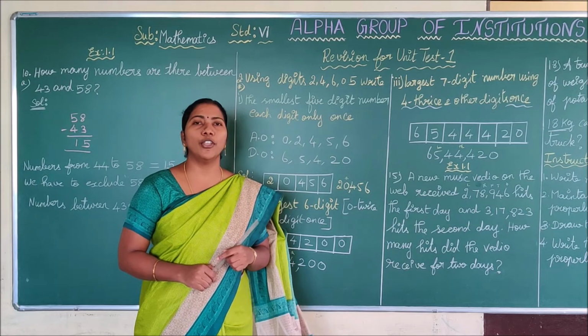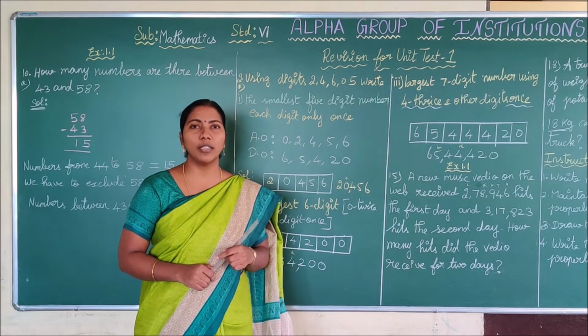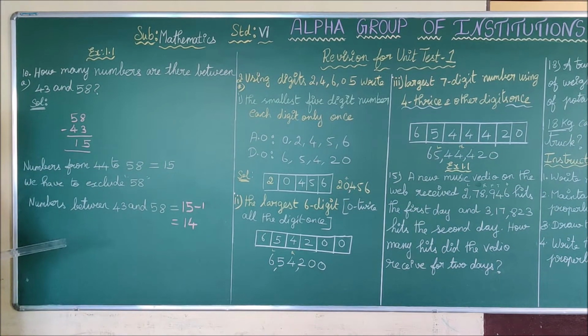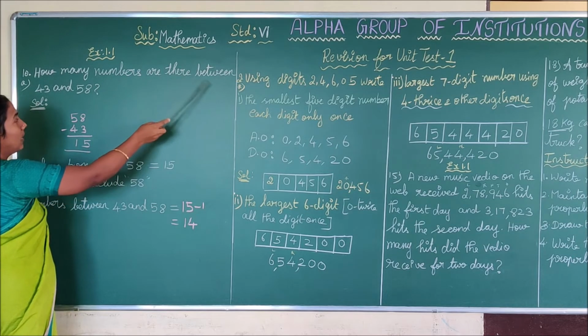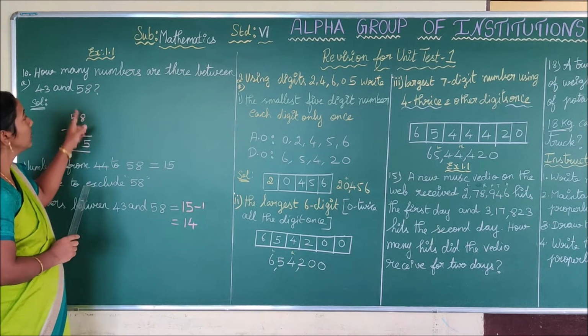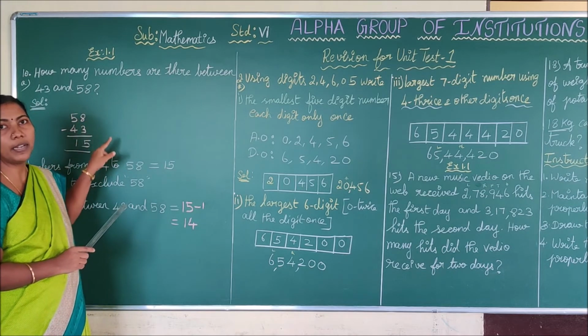Next, children, we are going to see a few problems from the exercise. See, this is the 10th sum, subdivision A from your exercise 1.1. Read the question. How many numbers are there between 43 and 58? We have seen many sums about this model. Once again, I am repeating this concept.